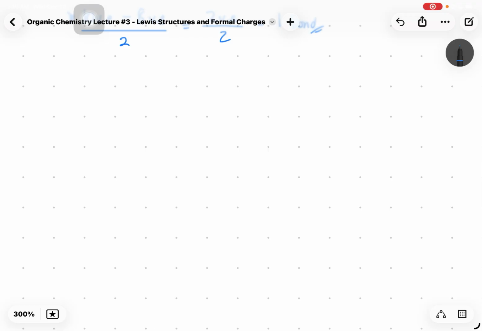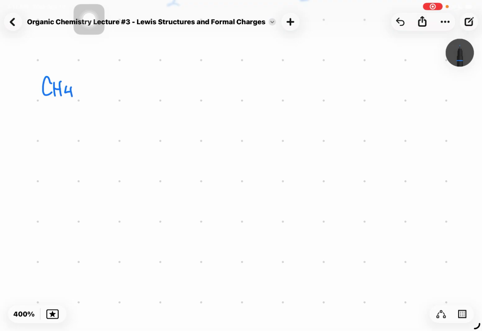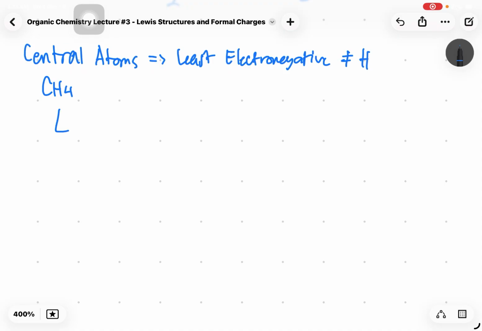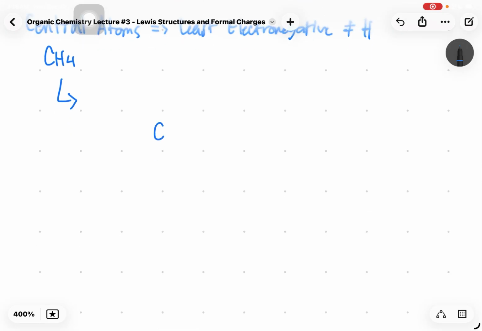Let's have another example. Let's say we have CH4. So how do we know which atoms act as the terminal atoms and which ones act as the central atoms? So normally, our central atoms should be the least electronegative, with the exclusion of hydrogen. Meaning in this compound, our central atom should be carbon. Now let's find out how many bonds we should write down.